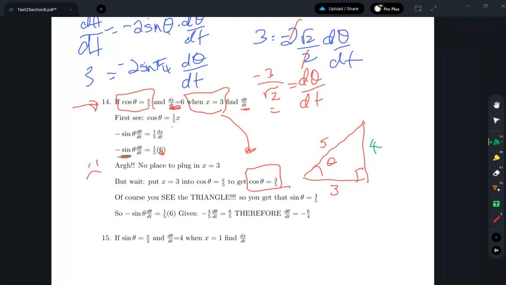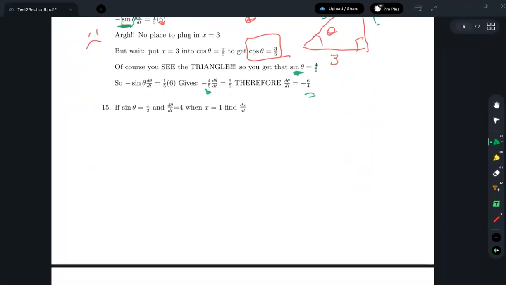Now can you find sine of theta? Yes. From the triangle, you see that sine of theta is opposite over hypotenuse. So I can replace sine of theta with the 4/5, carry that negative along, and then finally d theta over dt is this. Whew. Okay, let's do that again.